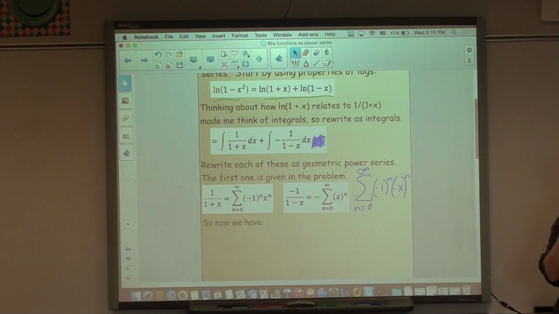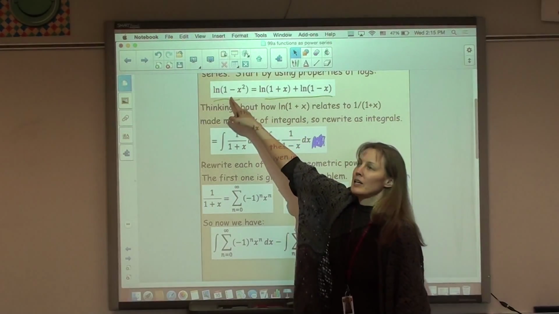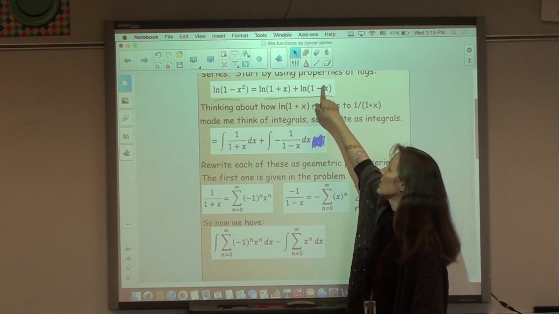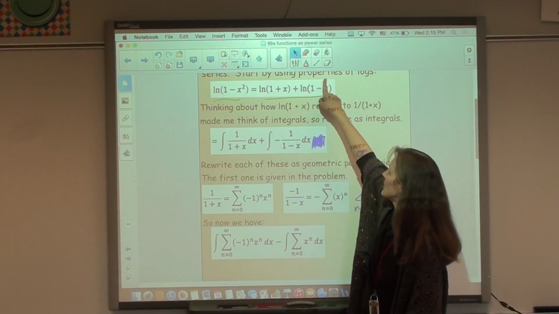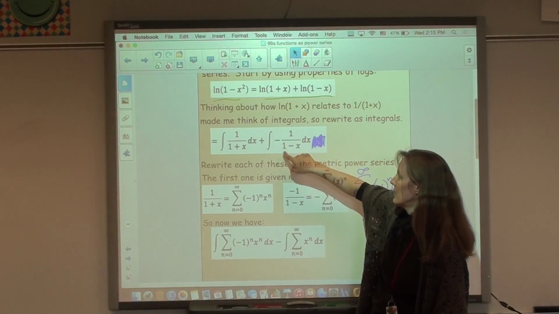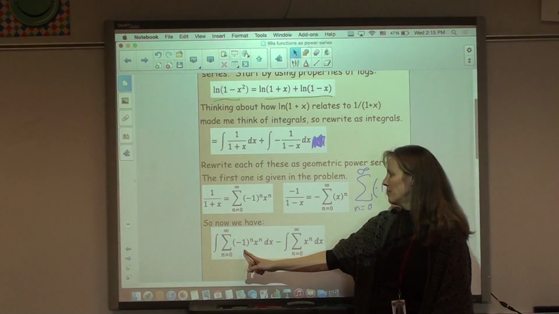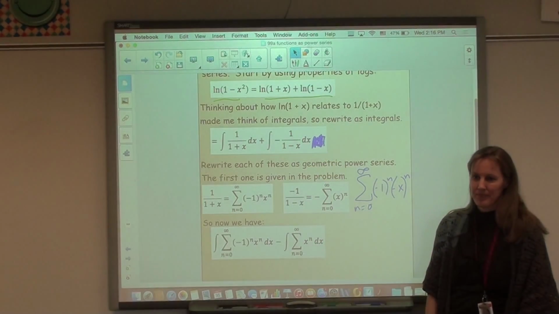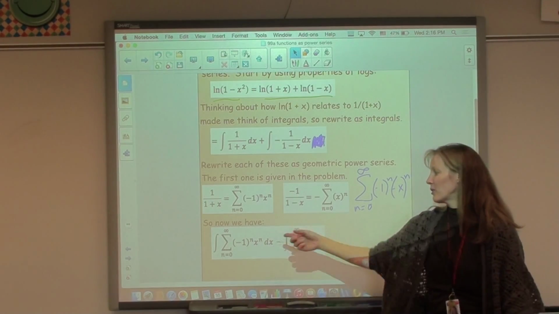You're decent? Okay. Alright, so now here's what we have. The natural log of 1 minus x squared is equal to the natural log of 1 plus x plus the natural log of 1 minus x, which is equal to the integral of 1 over 1 plus x minus the integral of 1 over 1 minus x. So now this integral becomes the integral of this sum minus the integral of that sum. How does that help us? Now we have to integrate the sums.